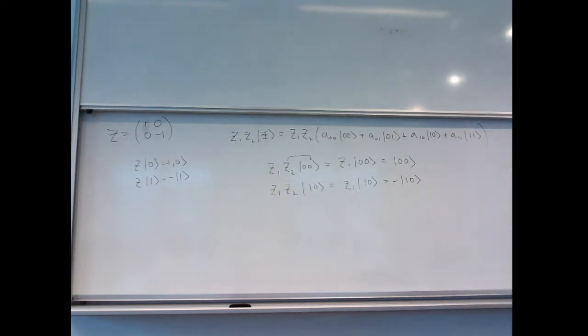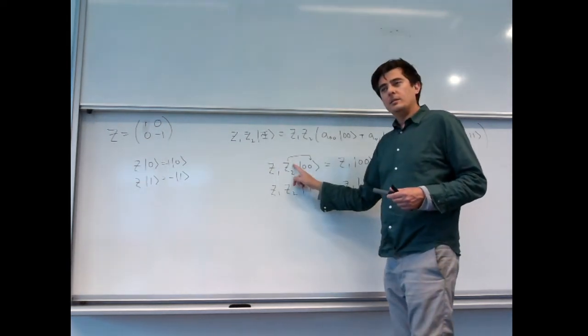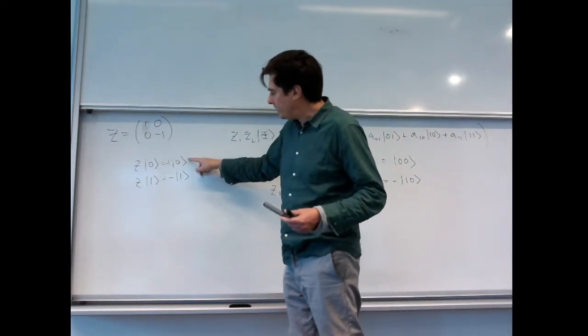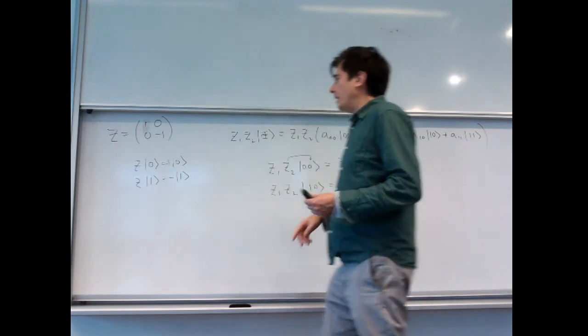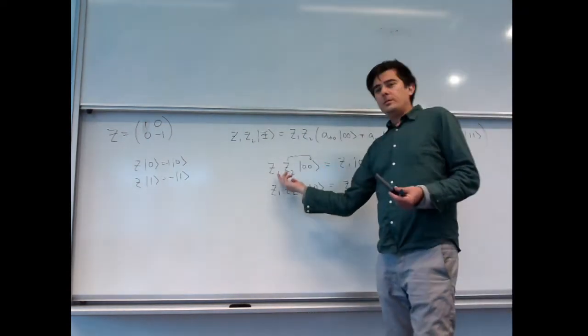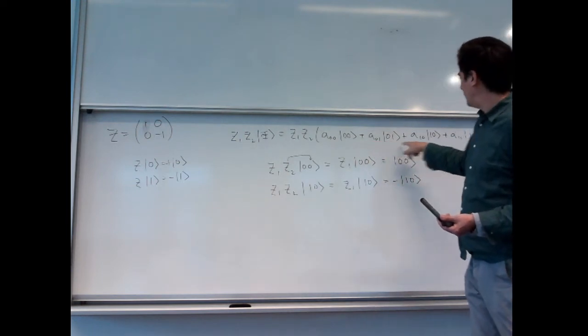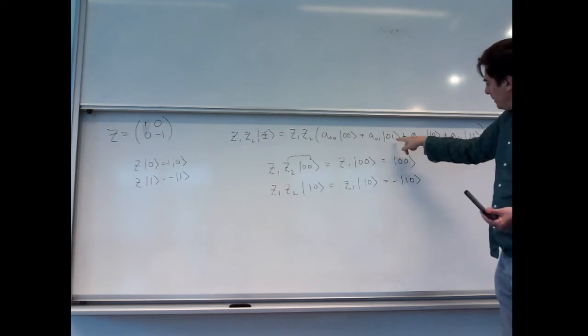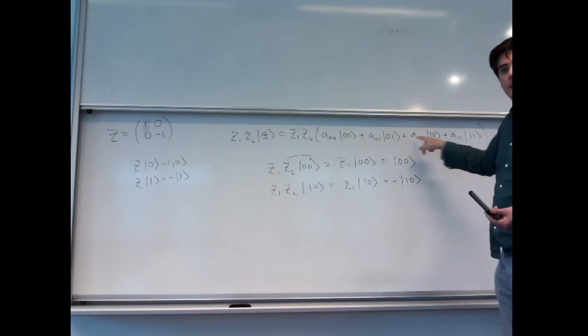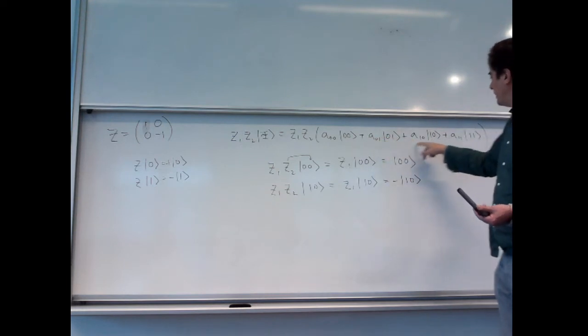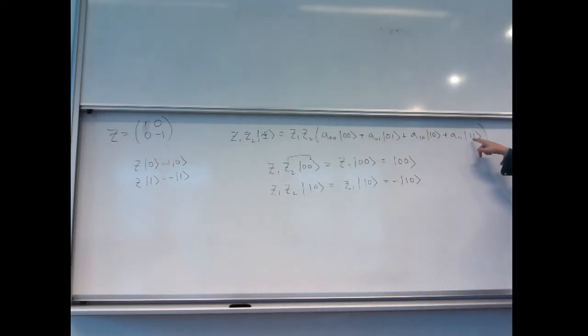So you can see that what Z does is pull out a minus sign if it's 1. But because it's the product of two Z's, the terms that actually get a minus sign are only this one and this one, because there's a 1 here, so that will contribute a minus sign. In this term, both the Z's are going to give a minus sign. That's why this one ends up being plus, as you can see on the slide here.